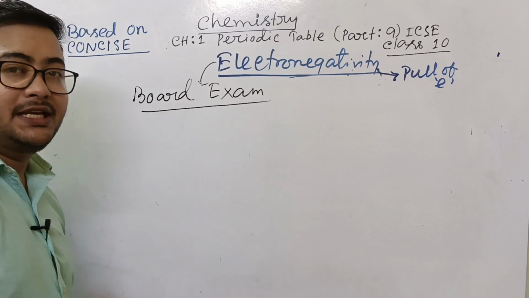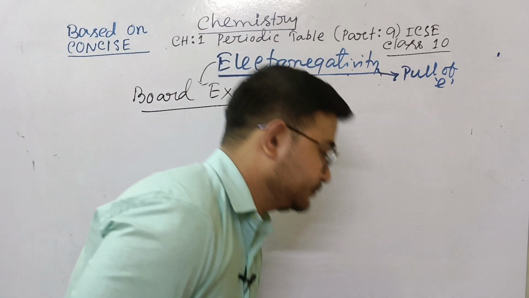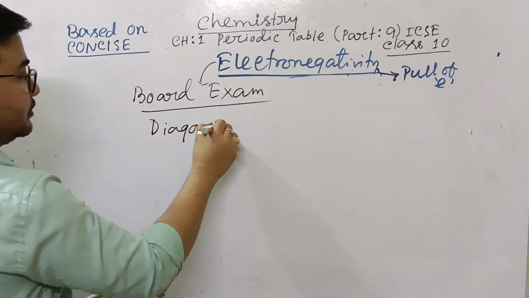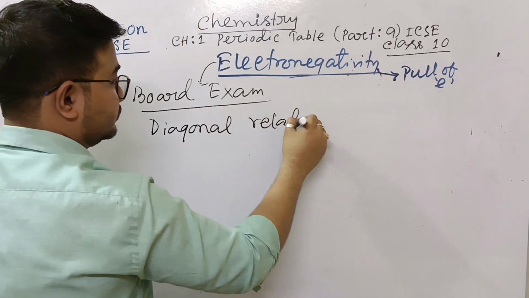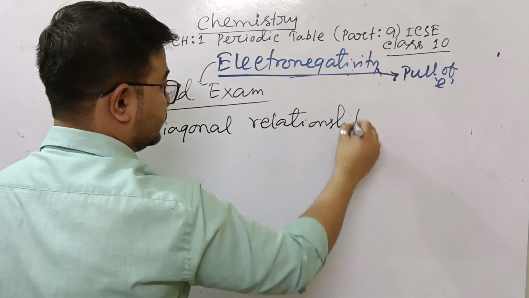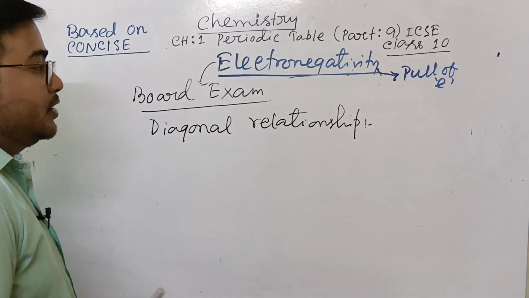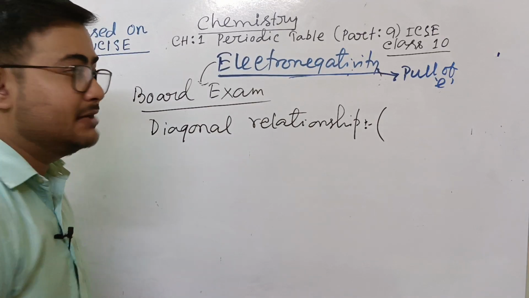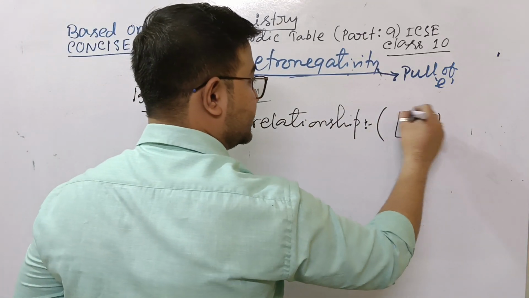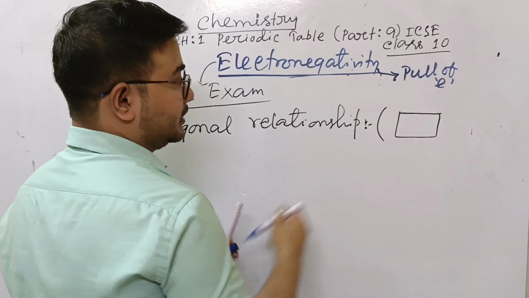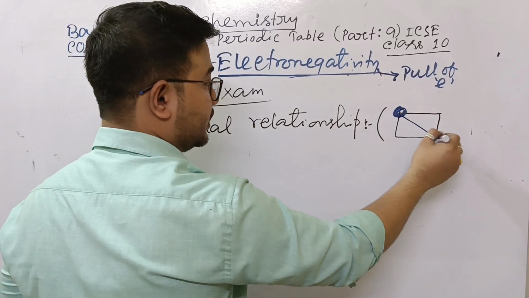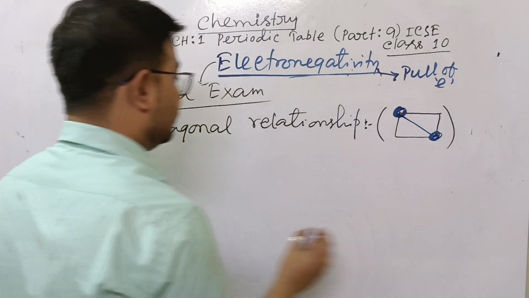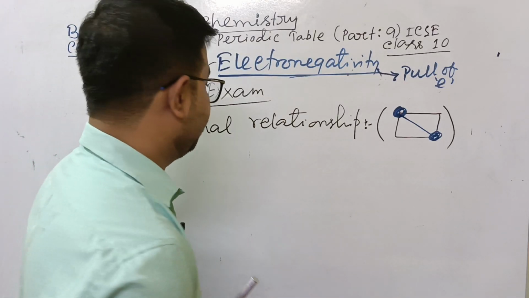The concept is diagonal relationship. What is diagonal relationship? All of you know what we mean by diagonal in mathematics. Suppose it is a square. What do you mean by diagonal? One corner to another corner. It is called a diagonal in mathematics. Now, first clear your concept.